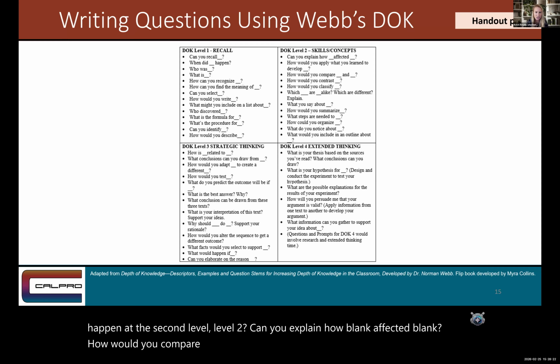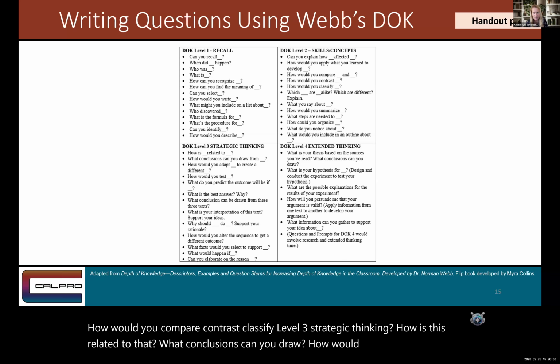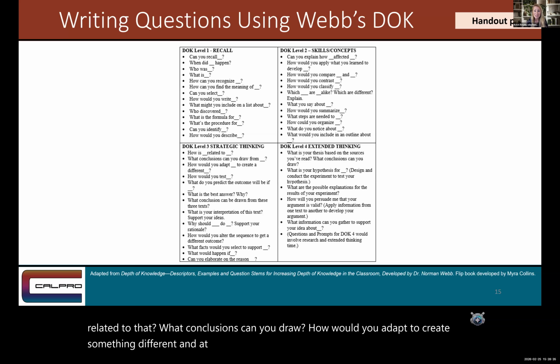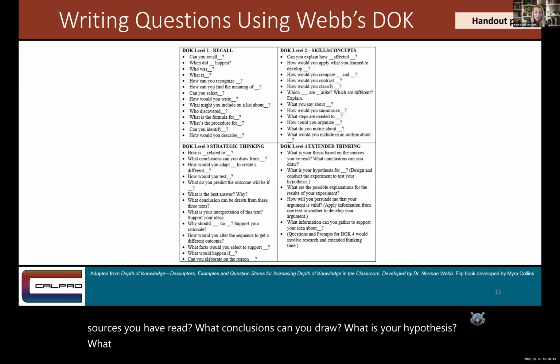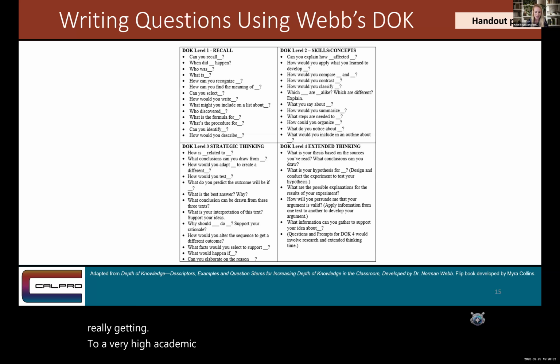Level 3, strategic thinking: how is this related to that? What conclusions can you draw? How would you adapt to create something different? And at the highest level: what is your thesis based on the sources you have read? What is your hypothesis? What are the possible explanations for the results of your experiment? I mean, that's really getting to a very high academic level. But with scaffolded support, our students can do it.